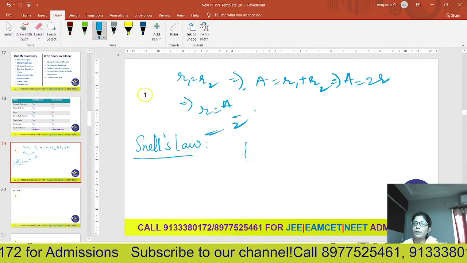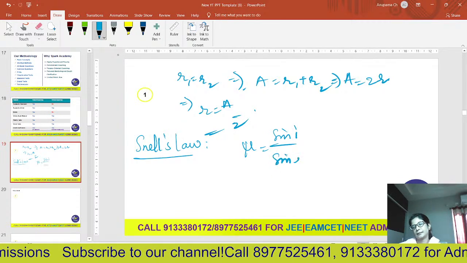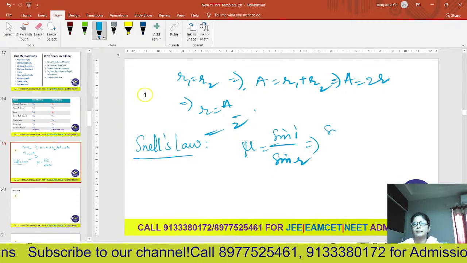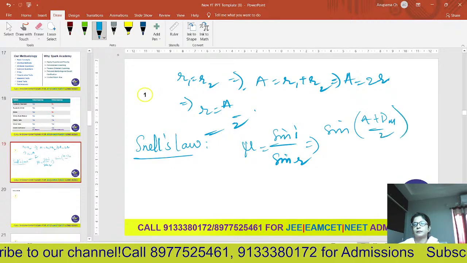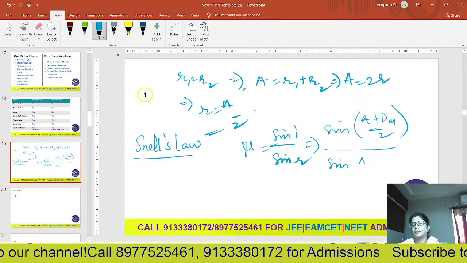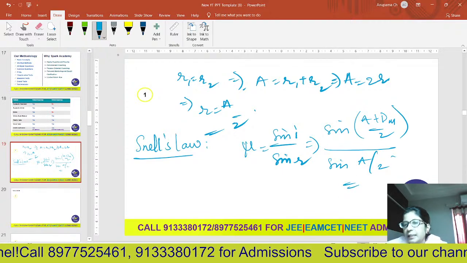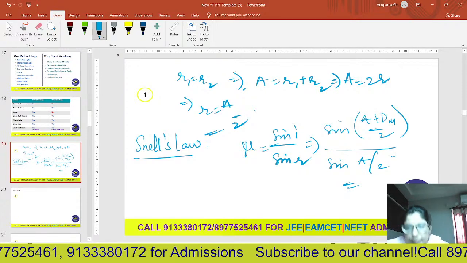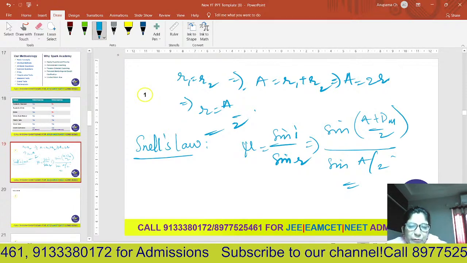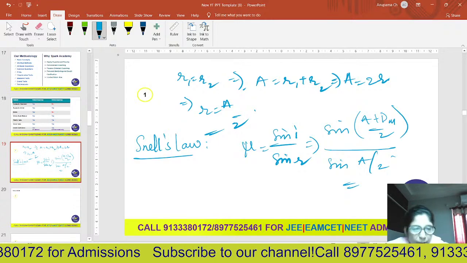From Snell's law, what we have? Mu is equal to sin I by sin R. Sin A by 2. Sin I by sin R. So if you put all these values in Snell's law, you get sin of (A plus Dm) by 2 divided by sin A by 2, which is the refractive index of the prism.